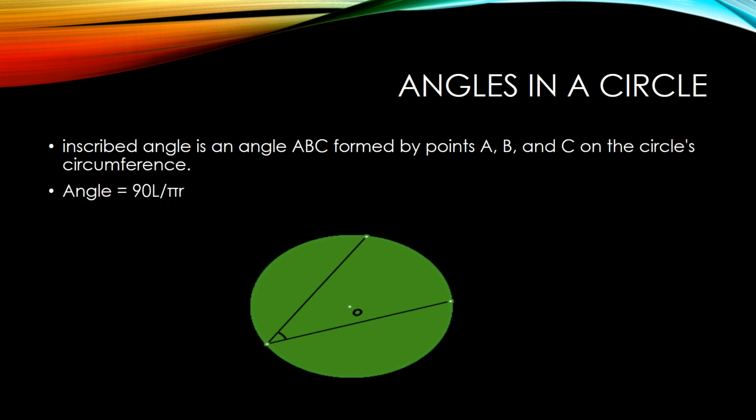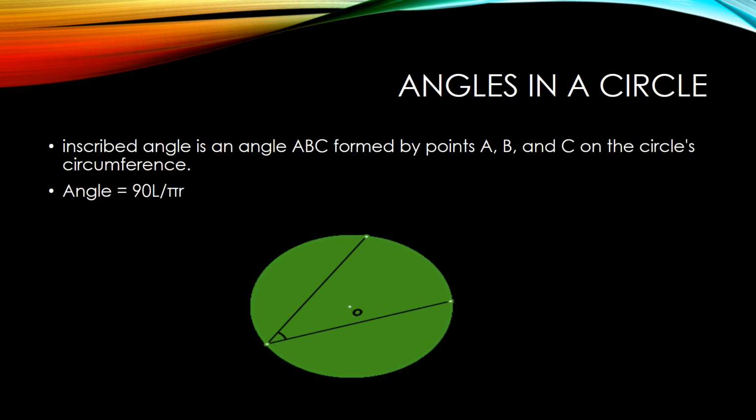Angles in a circle. An inscribed angle is an angle ABC formed by points A, B and C on the circle circumference. Given two points A and C, lines from them to a third point B form the inscribed angle, which is constant. It only depends on the position of the other two points.